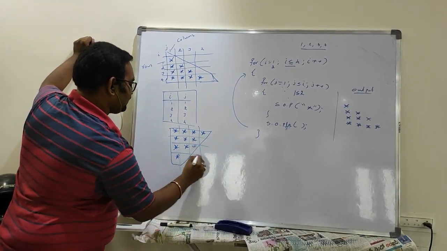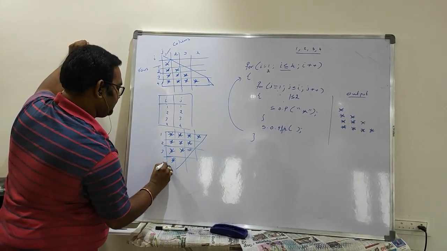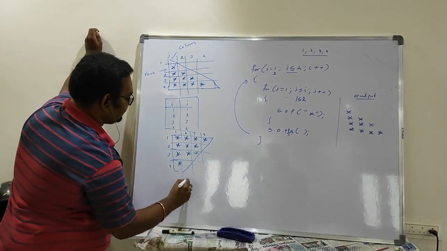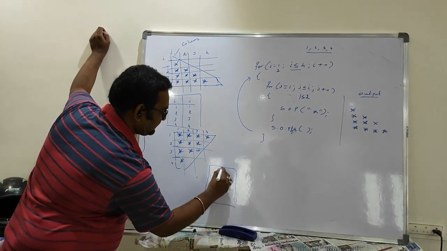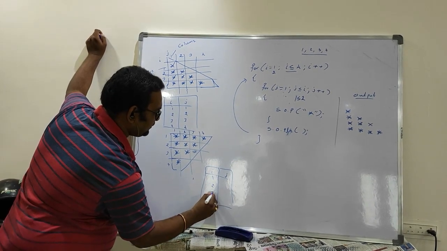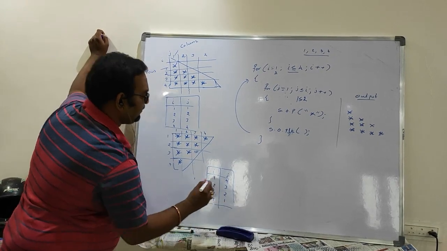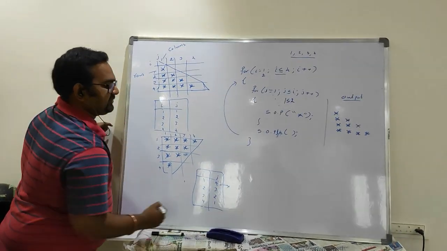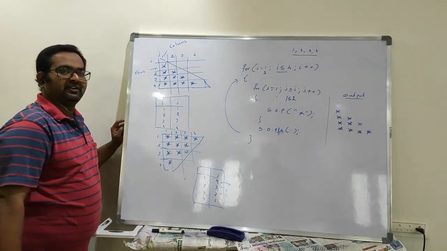Again we divide into rows and columns, 1, 2, 3, 4 and 1, 2, 3, 4. But here the logic is changing in this way. That is i and j. i is common, 1, 2, 3, 4. But j is 4, 3, 2, 1, because in the first column we are printing 4 stars, in the second column 3 stars, in the third column 2 stars.